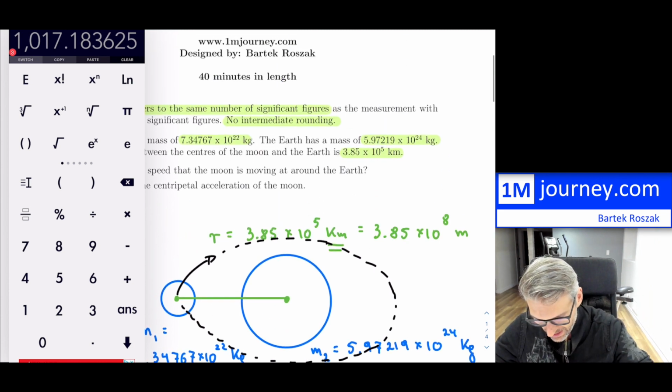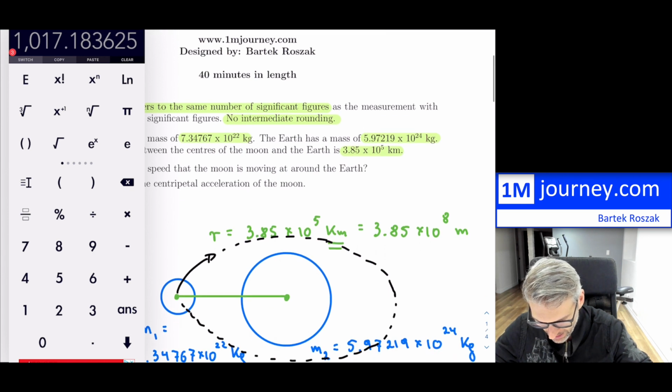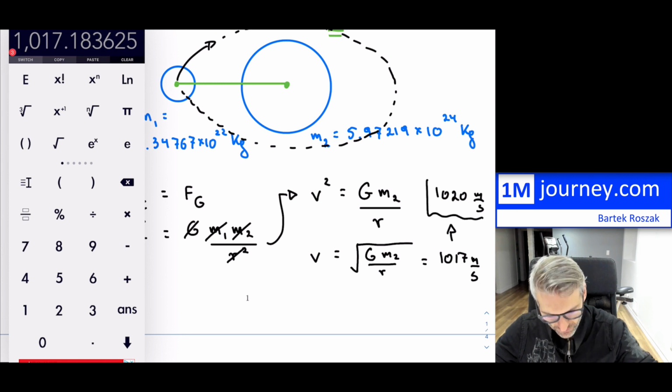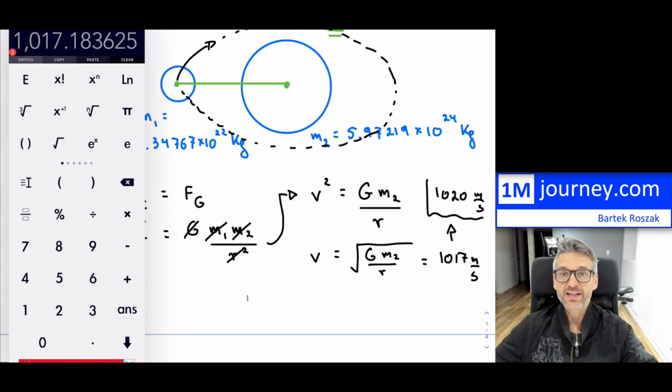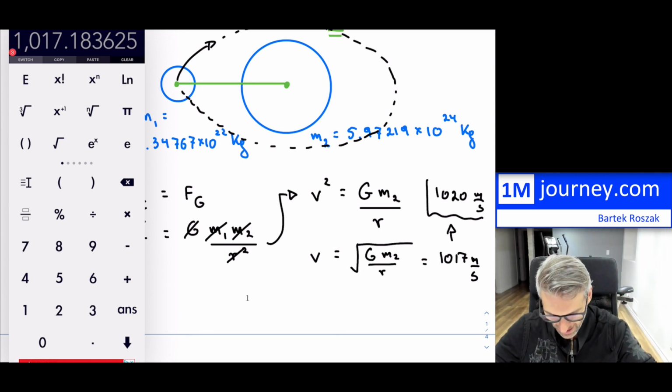Now, because we want to round to the significant figures, and 3 is the maximum in here, I'm going to round this up to 1020 meters per second, and that would have been the velocity. And that's perpendicular to the actual circle that it makes.